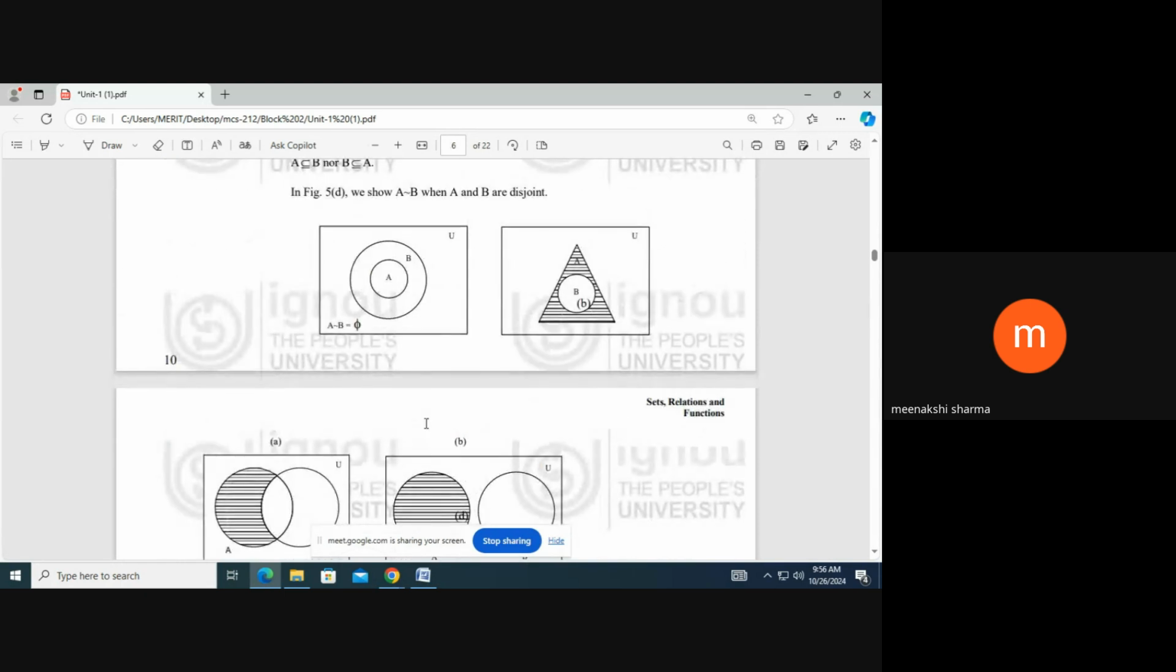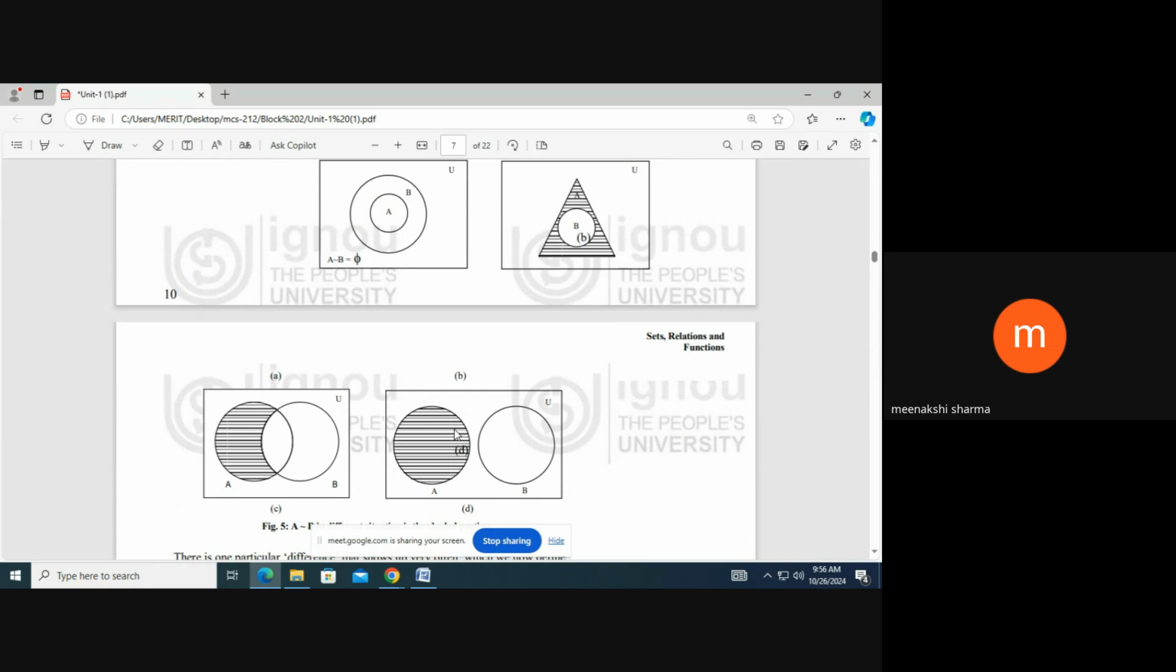There are more Venn diagrams for each one. Just read this one, then tell me whether you understand or not.